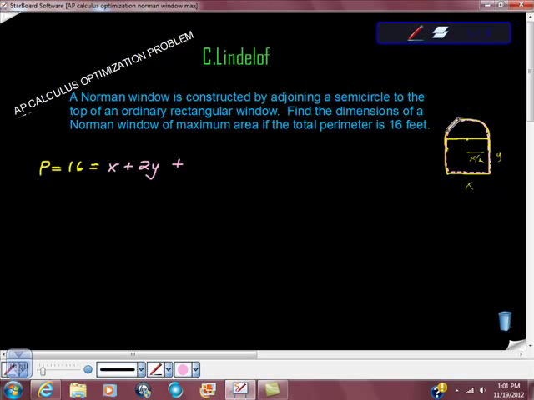Now I need the perimeter of half of this circle. The perimeter of a circle is 2 pi r, but I only get half of it, so I get pi r, where the radius would be x over 2, right? And the reason that's true is because this distance from here to here is x halves. One thing I would do, because of this 2 at the bottom, is multiply the whole thing by 2, which would give me 32 is equal to 2x plus 4y plus pi x.